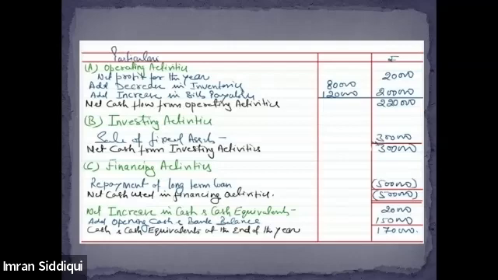I'm assuming that everyone is clear. That's how companies find their cash and cash equivalents. Yes, this is how we figure out cash and cash equivalents.